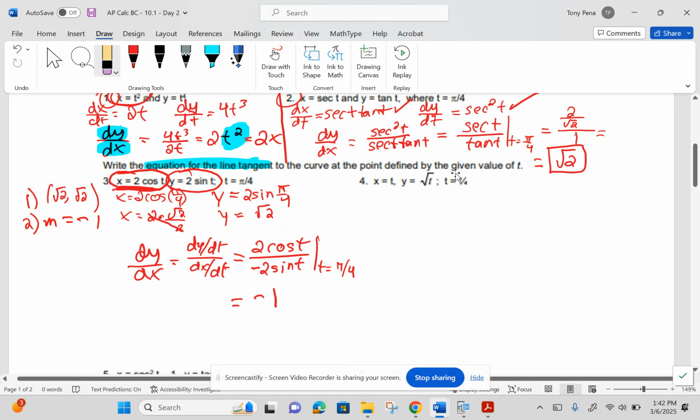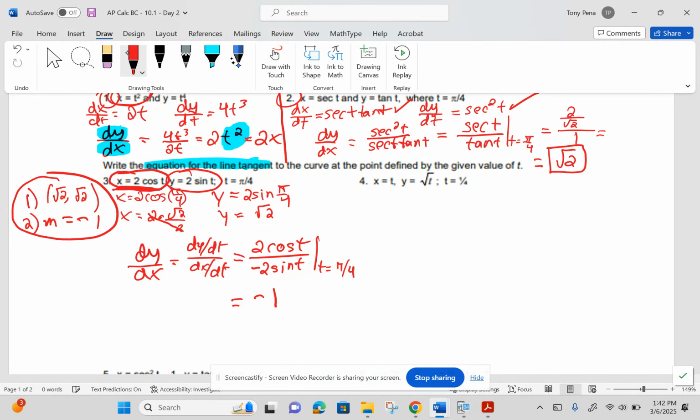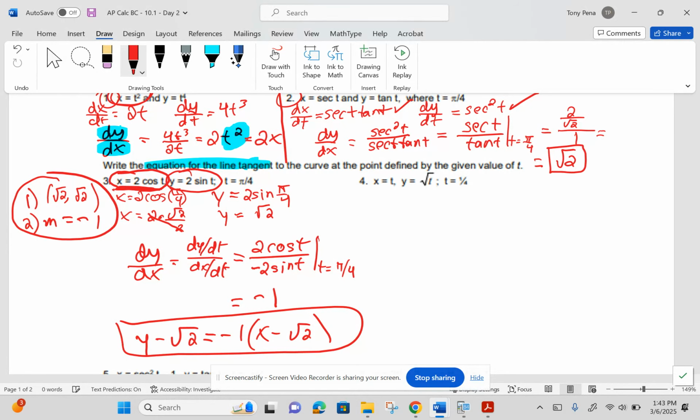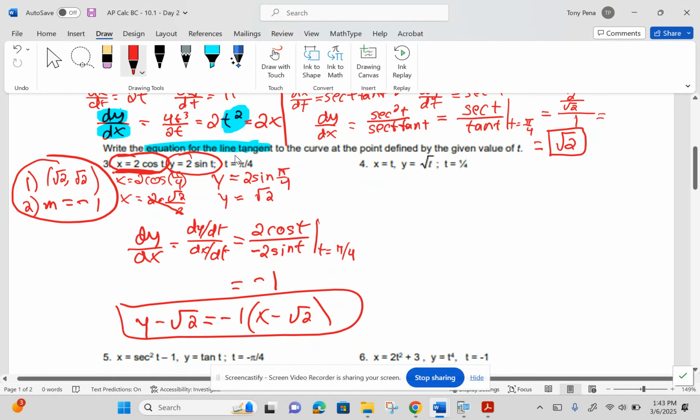And then when you write the equation of a line, once you have these 2 things, we just write our line. So y minus root 2 equals a negative 1 times x minus root 2. All right, and then that's our line tangent. Okay, good with that.